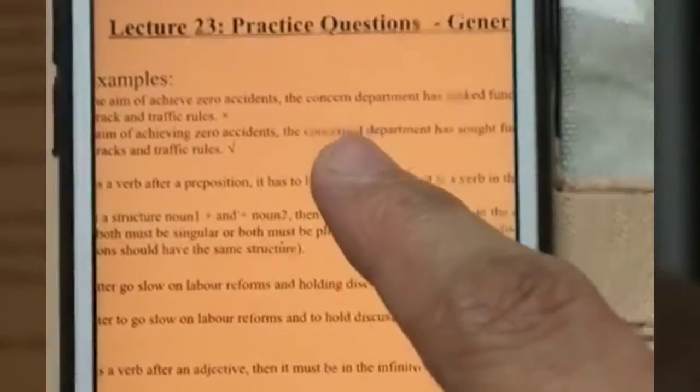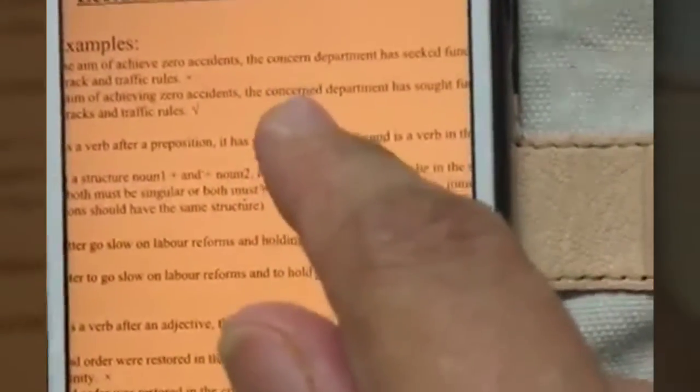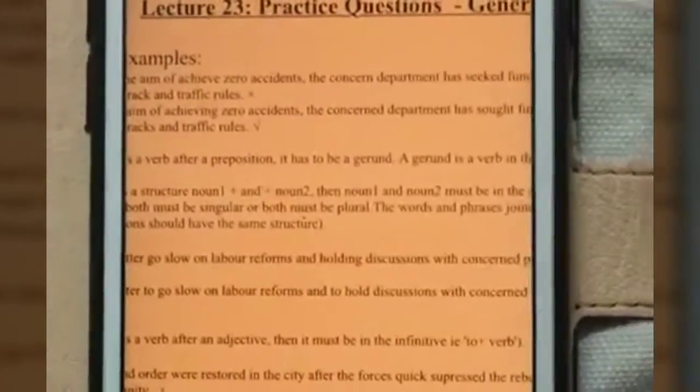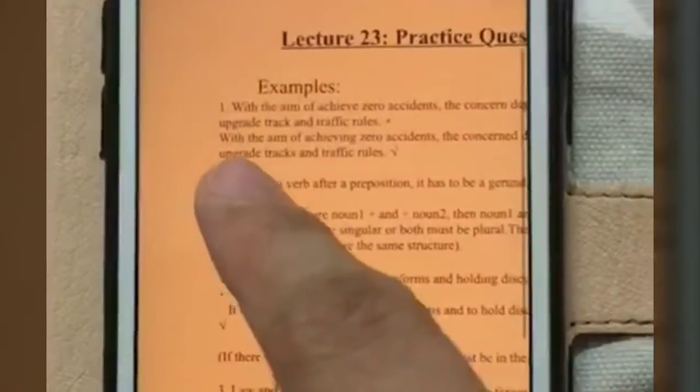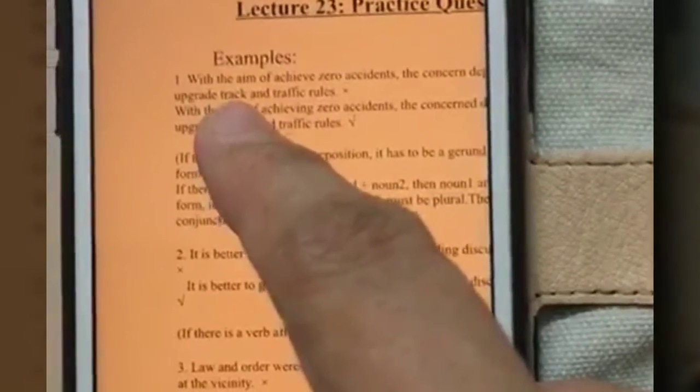Now concern is a noun, but what we have to use before department, which is also a noun, is an adjective. So it has to be concerned, right? The concerned department makes no sense. It has no meaning. It should be the concerned department has sought funds. Now the past tense of seek is sought, so it has to be changed to has sought funds to upgrade tracks and traffic rules. Why have we made tracks plural when it was actually given as track?